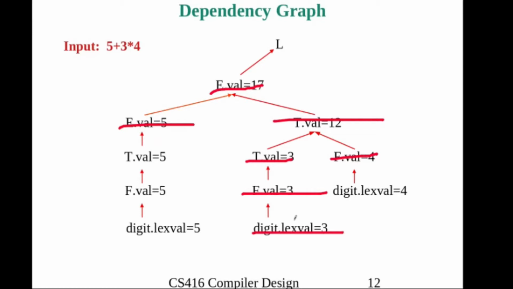In such a way, if you perform topological sorting, since this dependency graph has no cycle, we can sort it. If a cycle is there, then there is no order. We can't sort the graph if a cycle is there; topological sort we can't perform. If the graph is free from cycles, then definitely a topological sort will be obtained, and that will give the order of evaluation of the semantic rules.